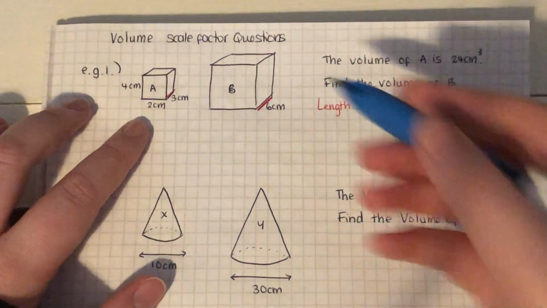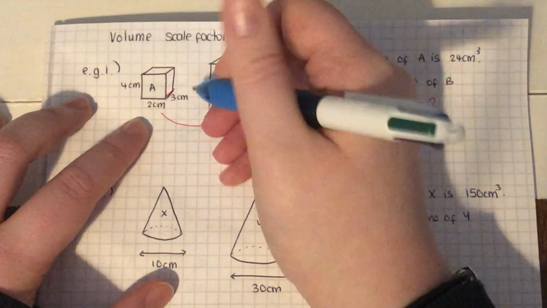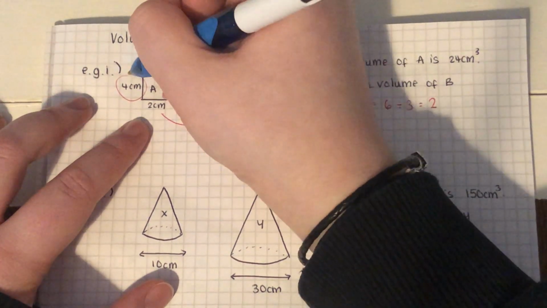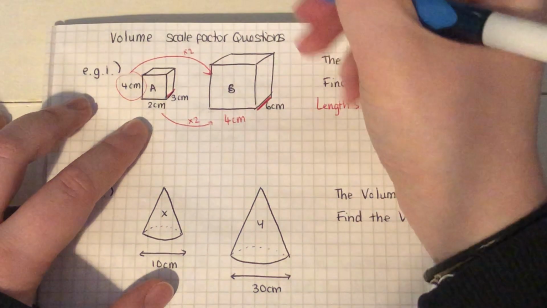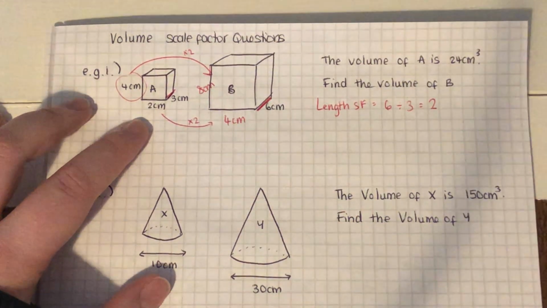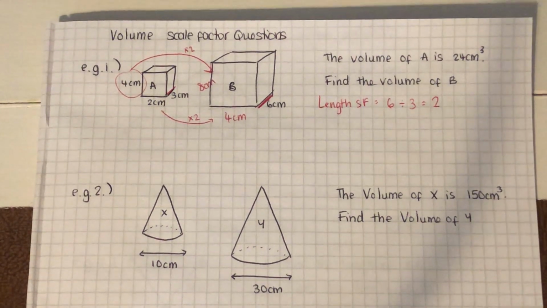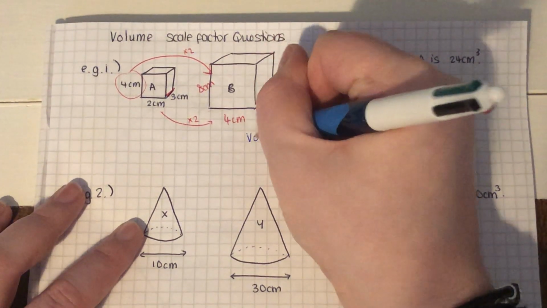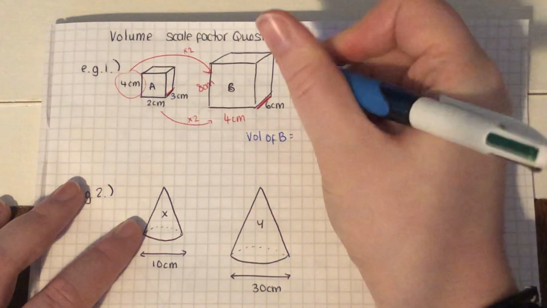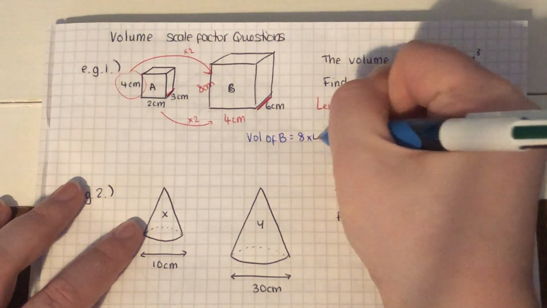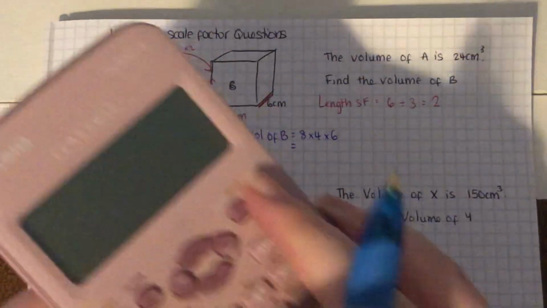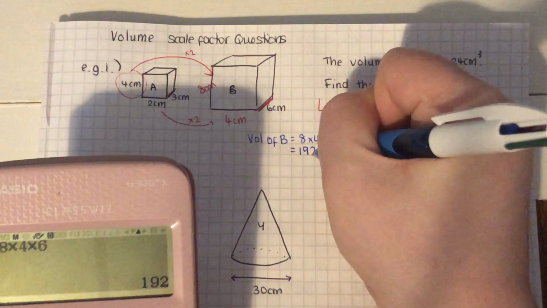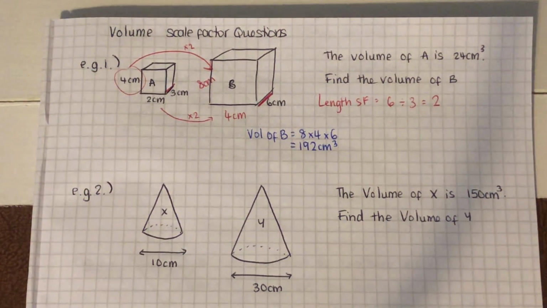Then if we do the rest of them, the base of A is 2, so we need to multiply that by 2, and that'll give us 4. Same for the height, that needs to be multiplied by 2 as well, which gives us 8 centimetres. Now to find the volume, we multiply all of them together. So volume of B would be 8 times 4 times 6, which equals 192 centimetres cubed. Okay, so we've worked out the answer.